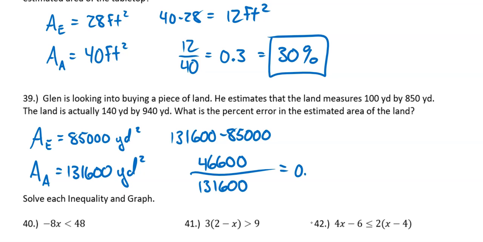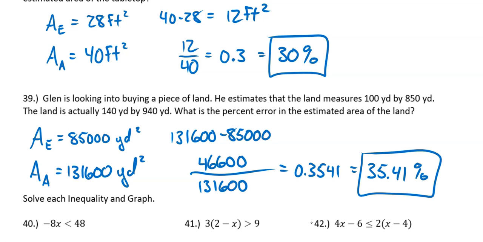And I get 0.3541, something like that, which translates into 35.41%. Okay? So again, I'm looking at his estimate, I'm looking at the actual, I'm seeing how far off he is, and then I'm converting how far off he was into a percent. That's it.